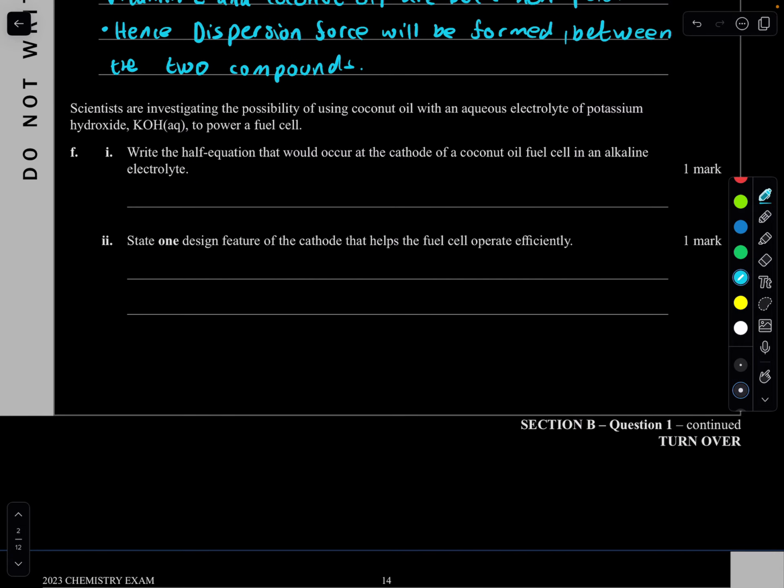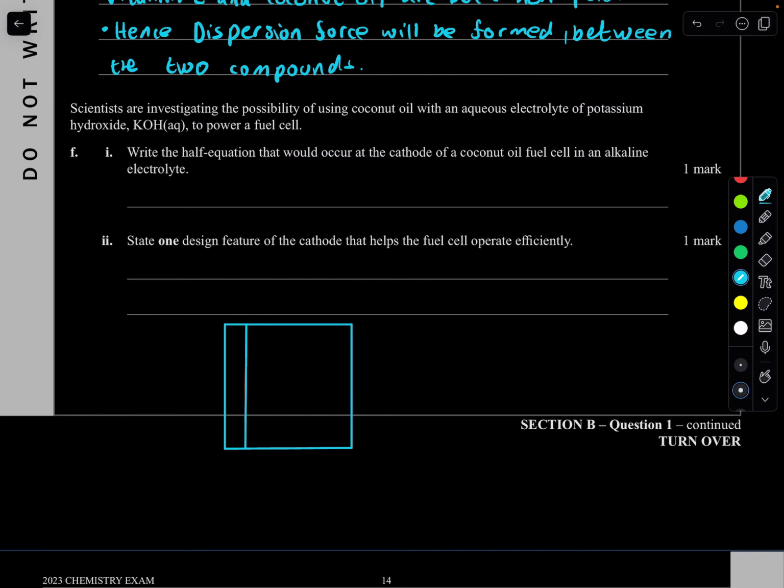Scientists are investigating the possibility of using coconut oil with the aqueous electrolyte potassium hydroxide to power a fuel cell. Write the half equation that would occur at the cathode of a coconut fuel cell in an alkaline electrolyte. Well, let's just draw a basic fuel cell here. If this was the fuel cell, what do we know about a fuel cell? Let's draw a nice fuel cell here. It's like a box. Of course we have those two electrodes here.